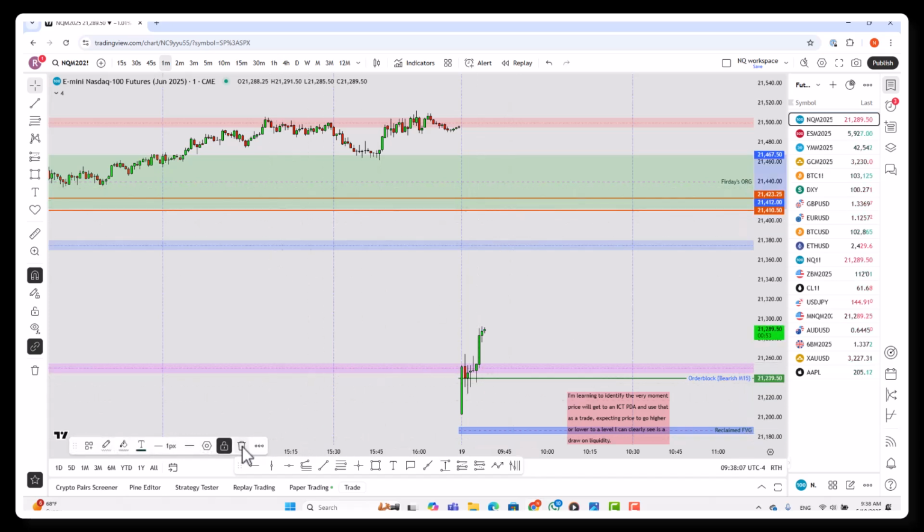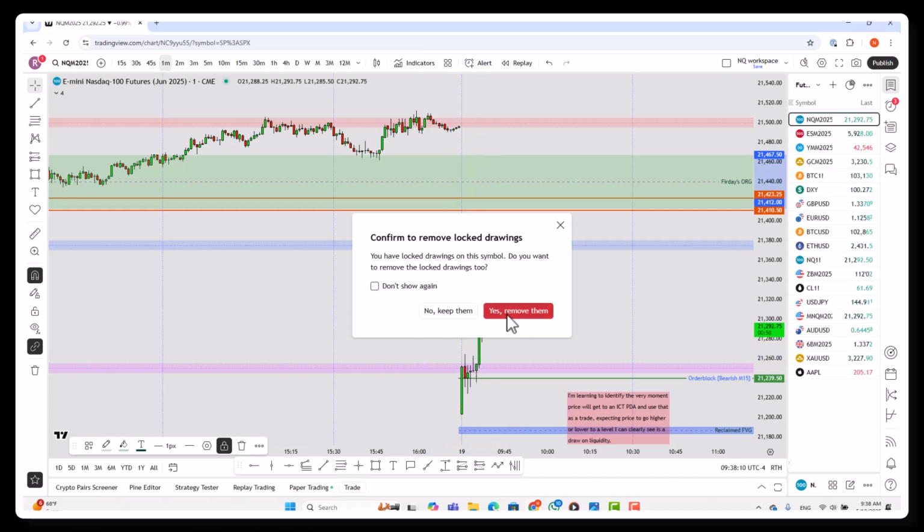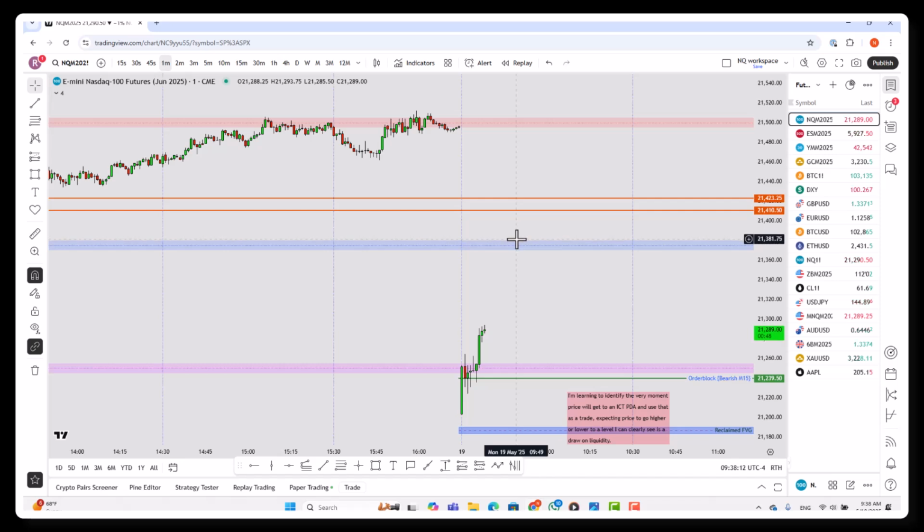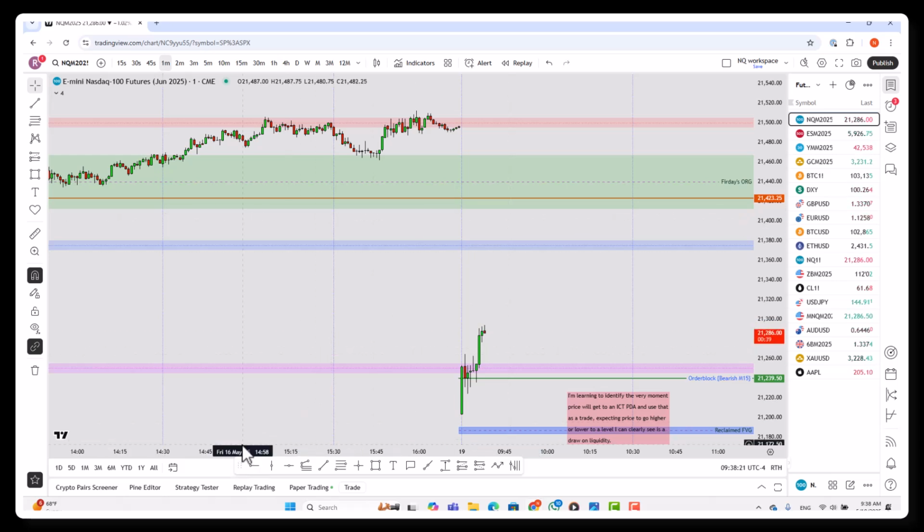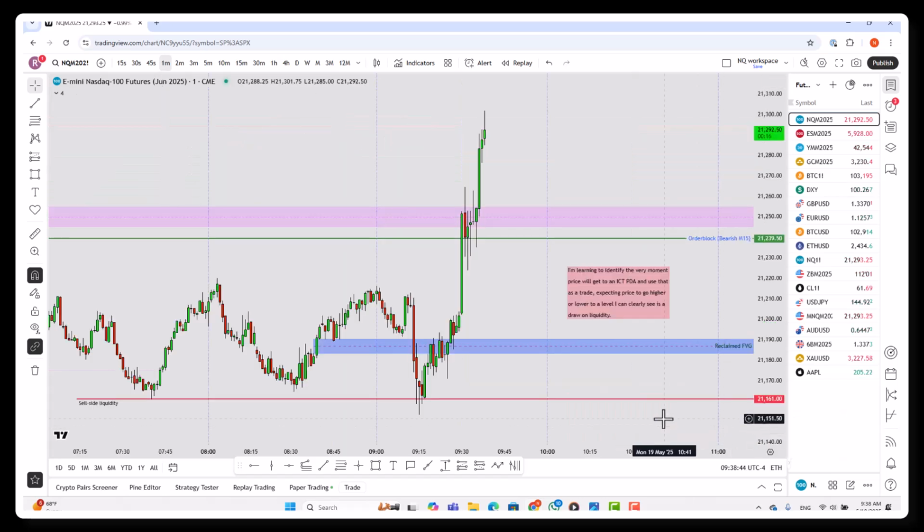Get rid of these lines. Don't like, oh, got rid of the wrong thing. Not the line. And so this I would consider as the first presented fair value gap. But I digress. This is what it looks like.